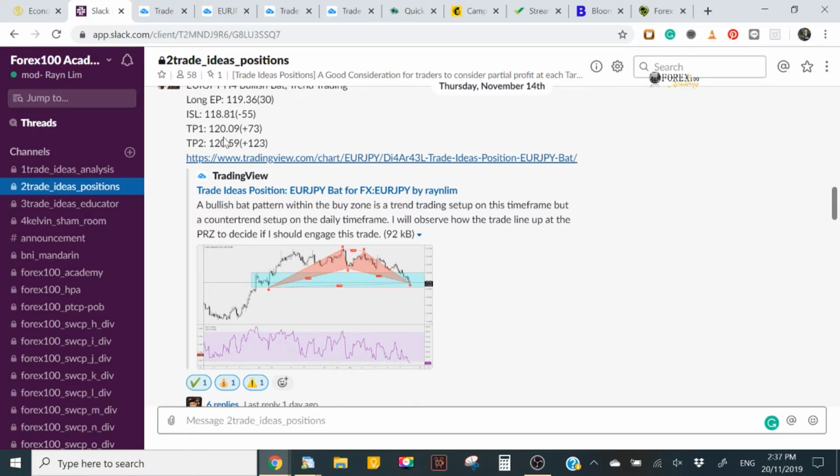That's why I split my trade. 1.1% on this and 2.2% on this. Guess what happened on Monday? It hit my second target profit level. All right, how good is that?